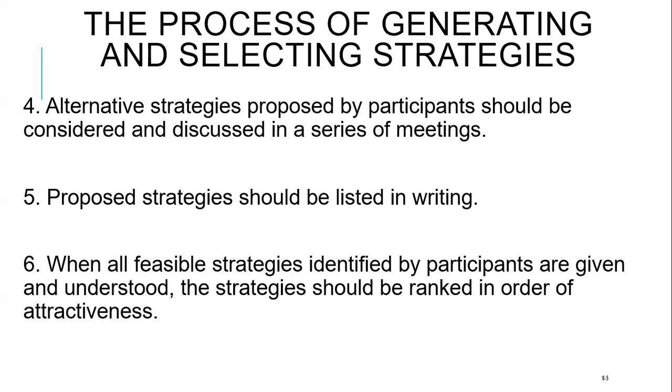And the last one, the final one, as far as the 6 stages of generating and selecting strategies are concerned, is that when all feasible strategies are identified by participants and are understood, the strategies should be ranked in order of attractiveness, or I may rather put it that they should be ranked in order of priority. So why is it important to rank the strategies in order of their attractiveness?